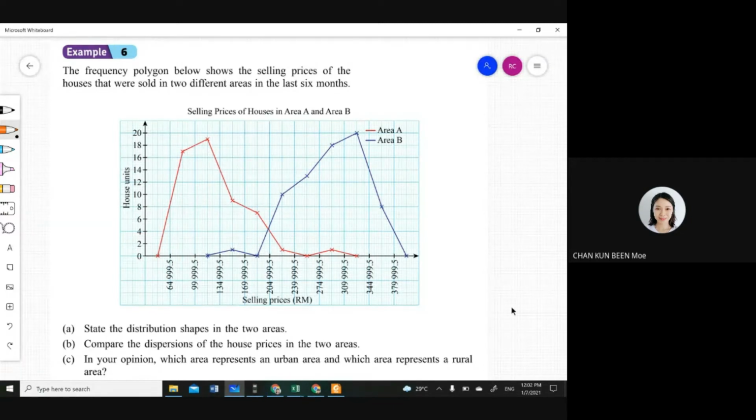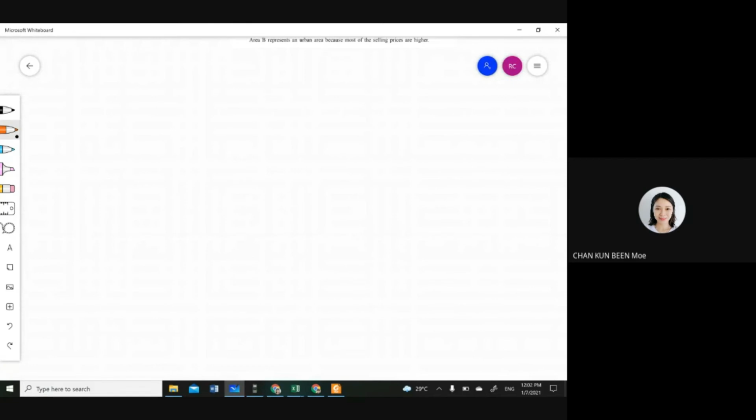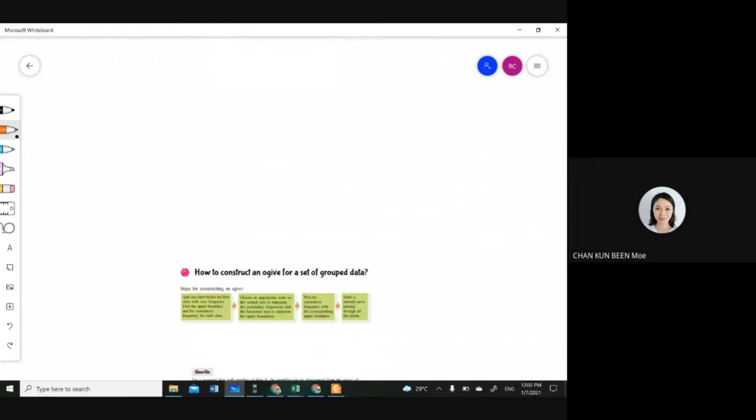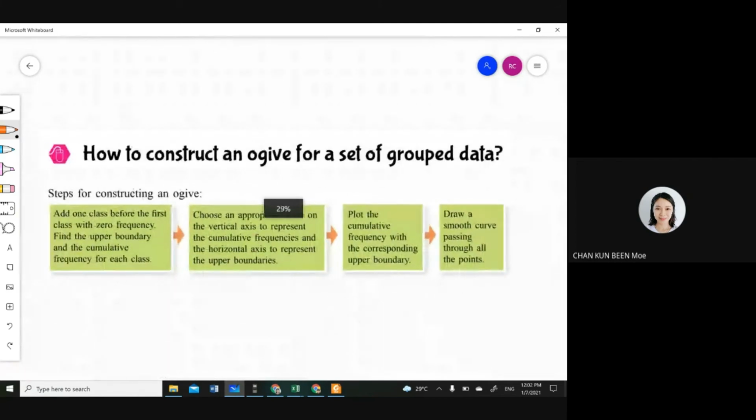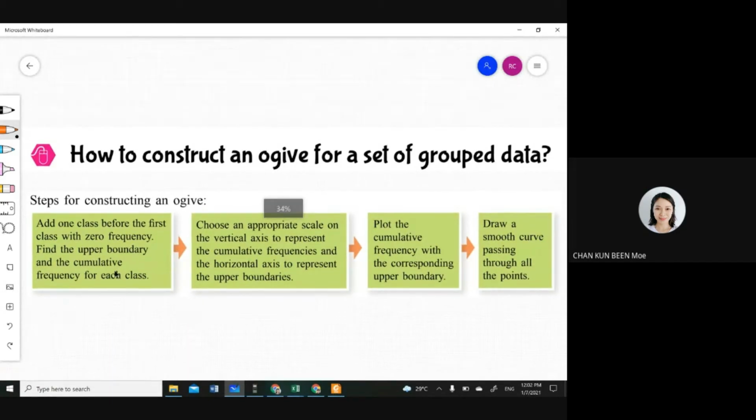Now we are moving into how to draw an ogive. Okay, so let us see the second part. Briefly, I will go through with you the steps to construct an ogive for grouped data. First, you have to add one class before the first class with 0 frequency. Same as which one? Frequency polygon. Correct, same as the frequency polygon. And then find the upper boundary and the cumulative frequency for each class. So we have to find the upper boundary and also the cumulative frequency.